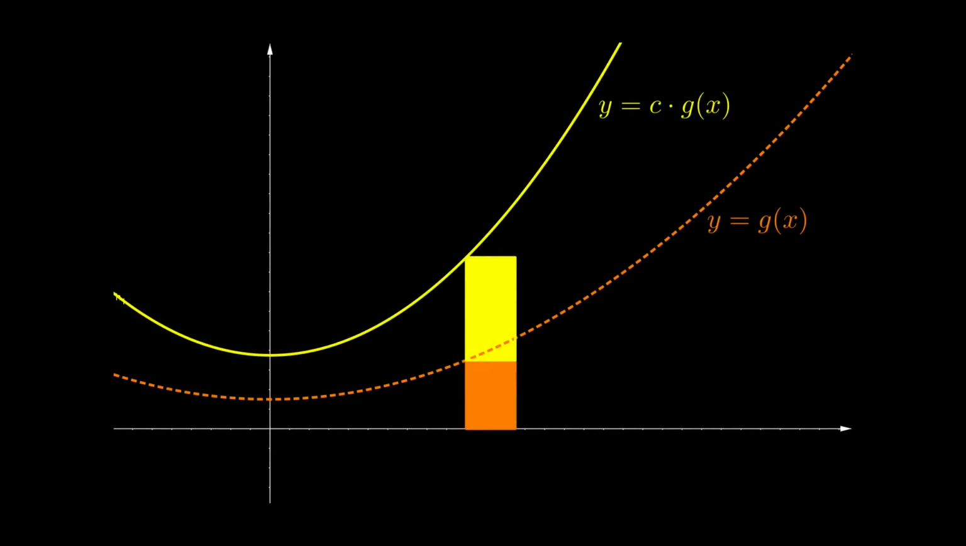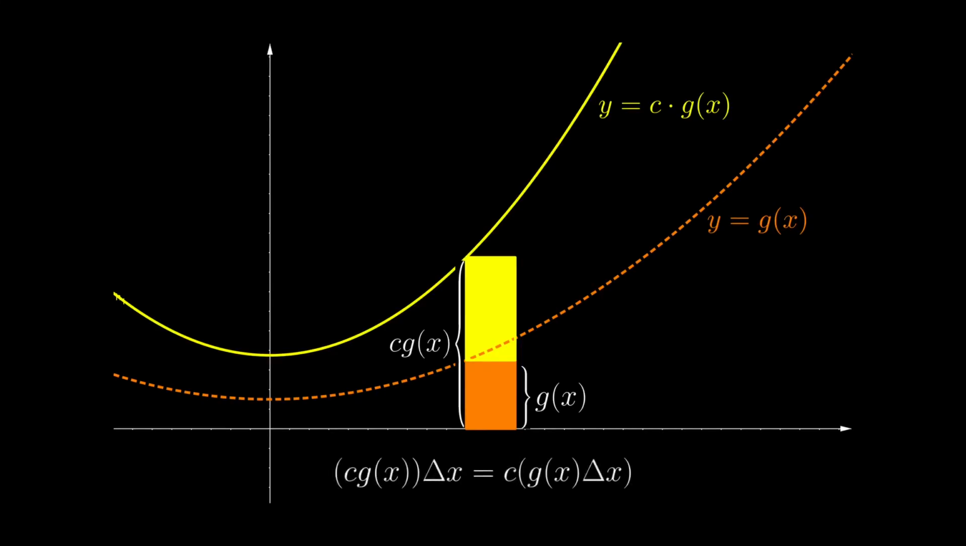Now consider another case where the function is stretched in the y direction by a factor of c, and the length of each rectangular strip is then stretched by a factor of c. Then due to the associativity of multiplication, we have this formula as well.